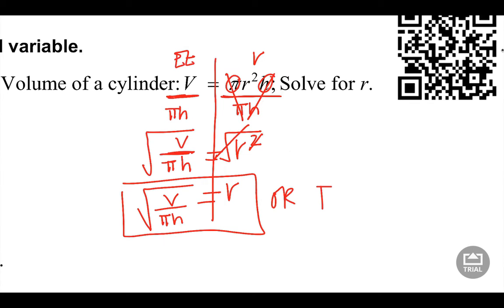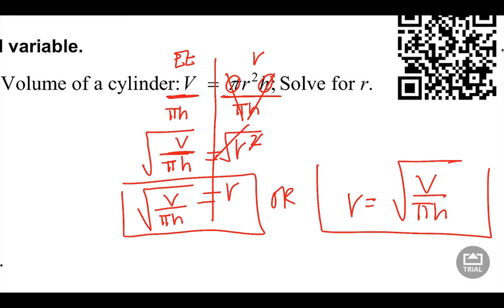And again, if you want to write R equals square root V over pi H, I know it's not pretty. It's not the pretty math that you've been used to of getting a perfect number, x equals 5, R equals 2. That's okay. It does not have to be pretty. Algebra is not going to be pretty. You're going to have letters, numbers, decimals, fractions. That's okay. This is an answer.